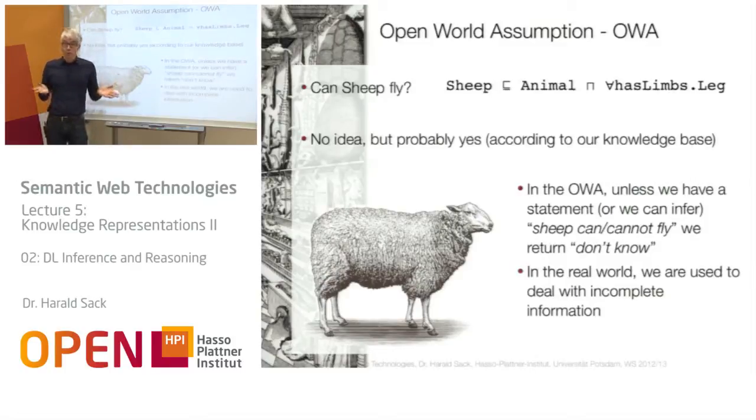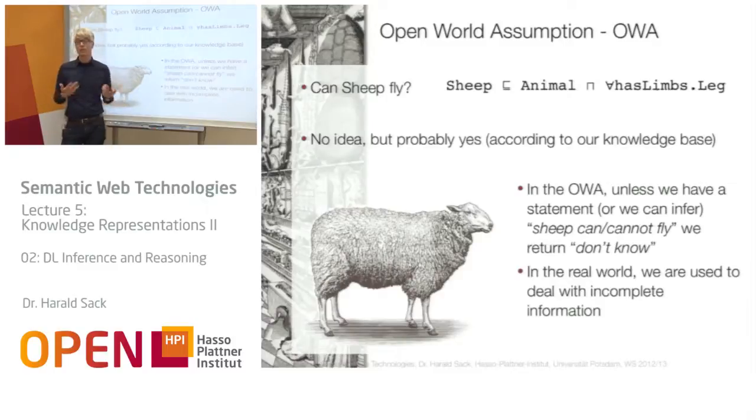So if we ask now, can sheep fly? And we only have the definition that sheep are animals and all the limbs of a sheep are legs, we have no idea whether a sheep can fly. Probably yes. So we have to assume that it's possible that sheep can fly because we cannot entail the negation from the knowledge base we have here. So in the open world assumption, unless we have the statement or we can infer the statement that sheep cannot fly or can fly, then we have to return don't know, possibly yes.